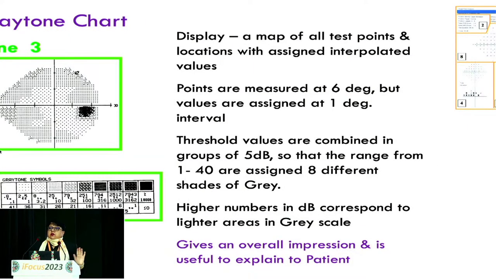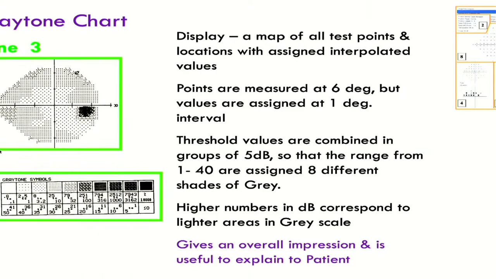So the gray tone chart, like I was telling you, is basically where there is extrapolation of data. The data is collected only at 6 degrees, but extrapolation is taking place at 1 degree. So although it is easier to use this particular zone to explain to a patient, it isn't really where you should be concentrating.